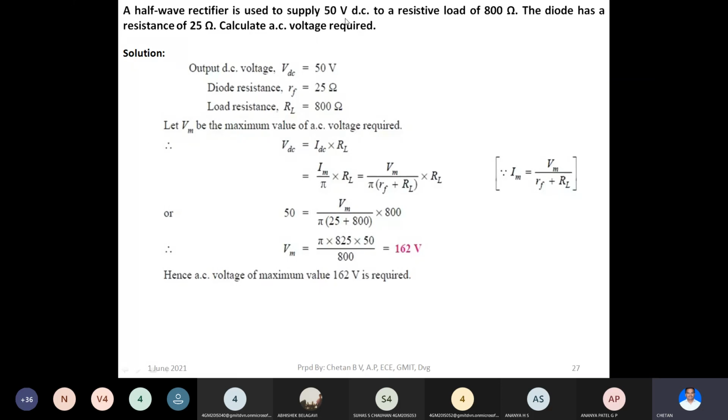So already they have given the output voltage. They are asking you to find out the AC voltage or the supply voltage which is applied to this half wave rectifier, right? Let us assume that Vm be the maximum value of AC voltage required. So what you get is VDC. You already know VDC equals IDC into RL. This is the DC output voltage. So VDC value you already know, right? IDC you can substitute as Im by pi into RL.